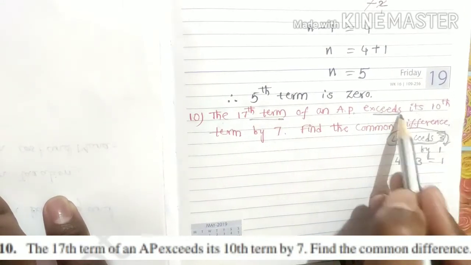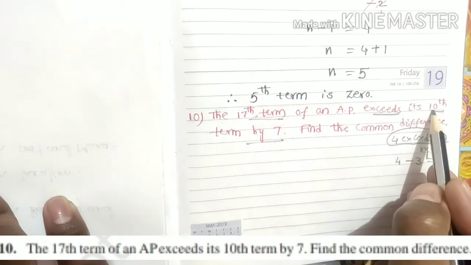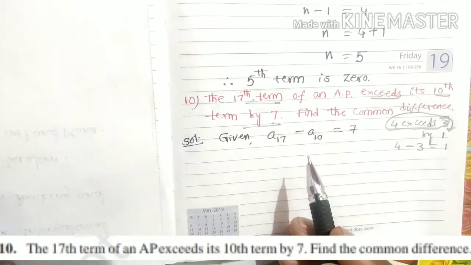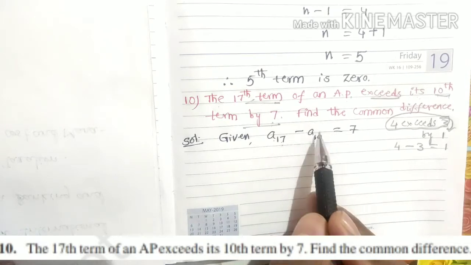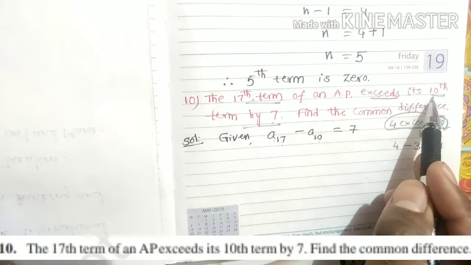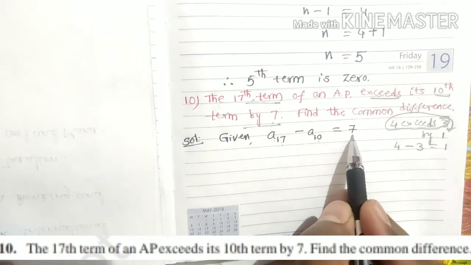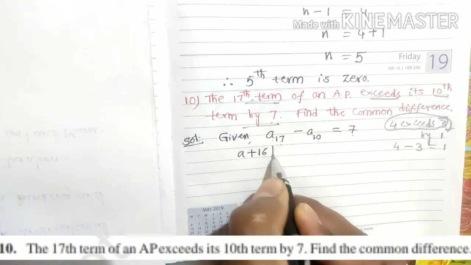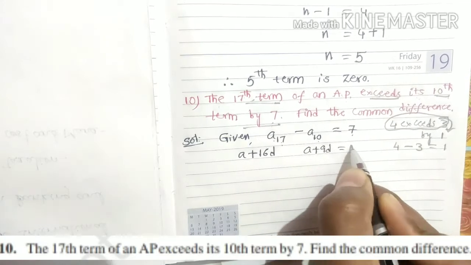The 17th term exceeds the 10th term by 7. That is, the 17th term minus the 10th term will give 7. So we will write A17 for the 17th term and A10 for the 10th term. The 17th term exceeds the 10th term, that means the difference between these two terms is 7. A17 can be written as a plus 16d, and A10 can be written as a plus 9d.